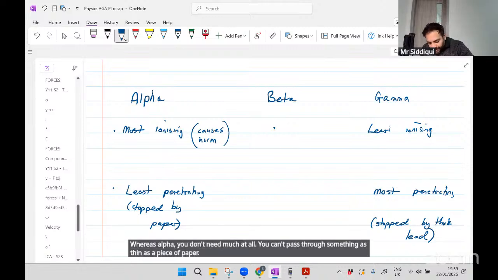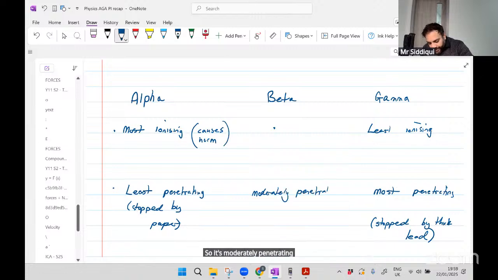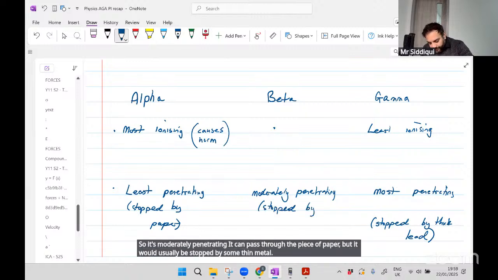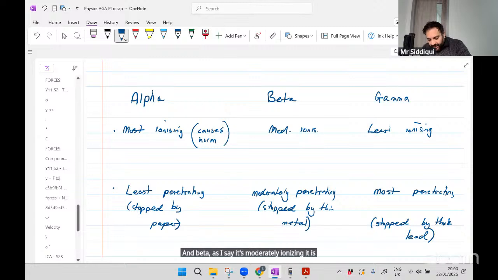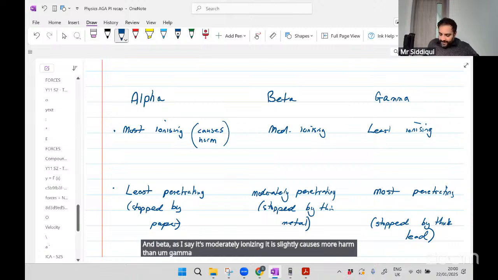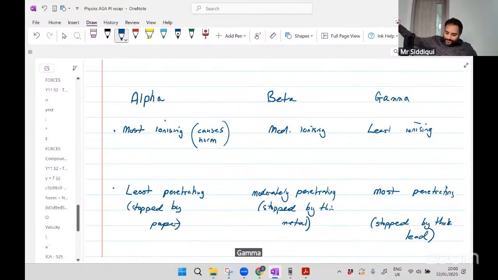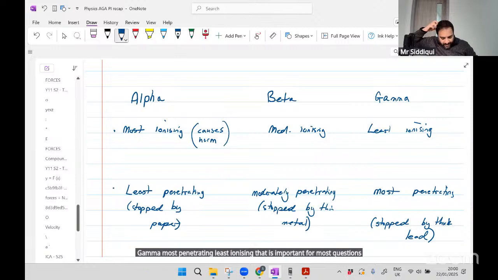Beta is again sort of in the middle, so it's moderately penetrating. It can pass through the piece of paper, but it would usually be stopped by some thin metal. And beta, as I say, is moderately ionizing. It potentially causes slightly more harm than gamma, but less than alpha. So this little summary that I've just done here: alpha, most ionizing, least penetrating; gamma, most penetrating, least ionizing. That is important for most questions on this topic to have a good understanding of.